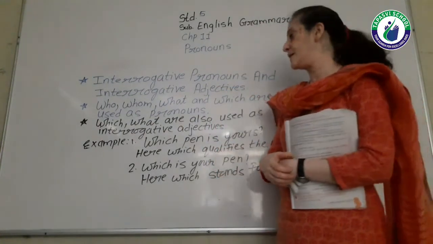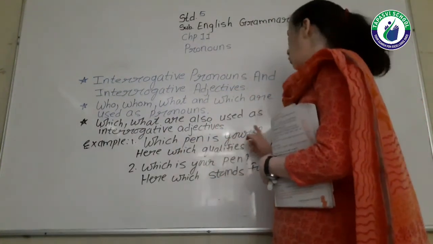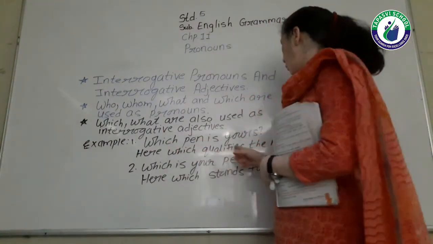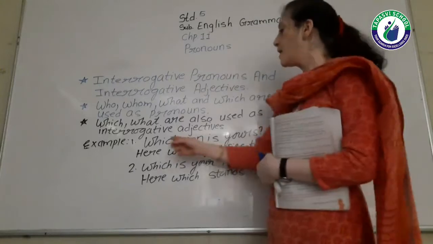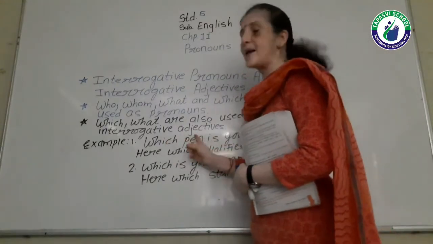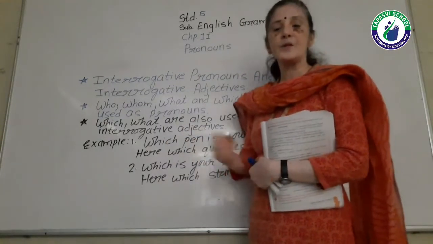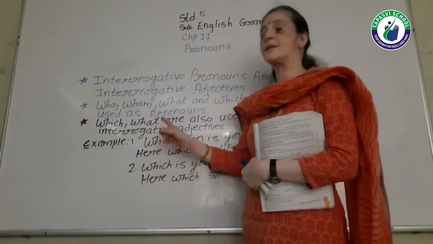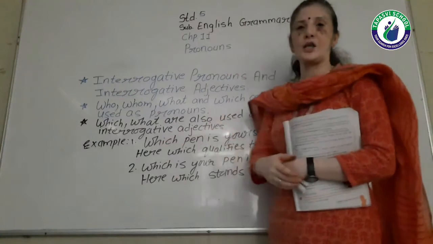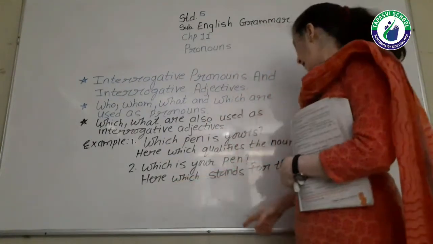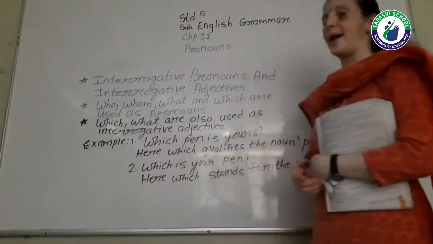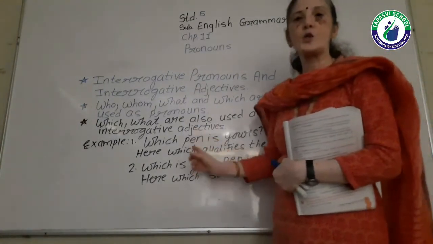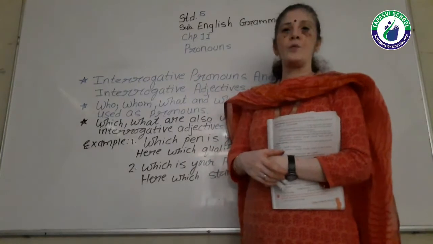See the examples. Which pen is yours? See here, which pen, here which qualifies the noun pen, right? Qualifies the noun pen. So here it is used as an interrogative adjective. Now next is, which is your pen? Here which stands for the pen. So it is called an interrogative pronoun.